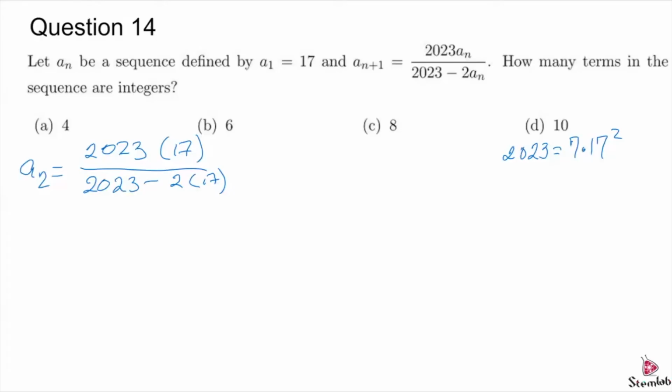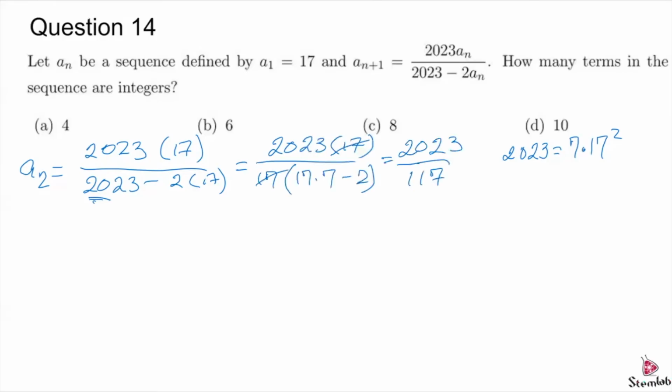Okay, so we know that there's a factor of 17 in this first 2023 here. So this we can write as 2023 times 17 all over 17 times 17 times 7 minus 2. Okay, so the 17 sort of cancels. We're left with 2023 all over 119 minus 2, which is 117. Okay. So they're co-prime, so that's as simple as we can leave it at.